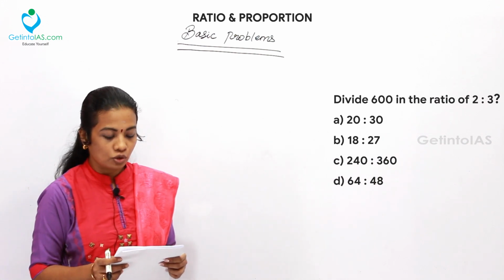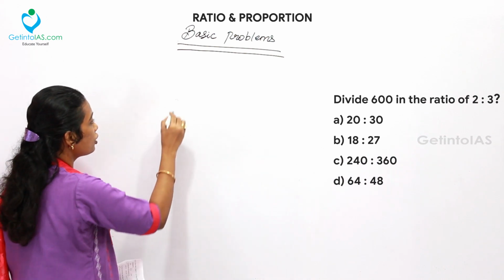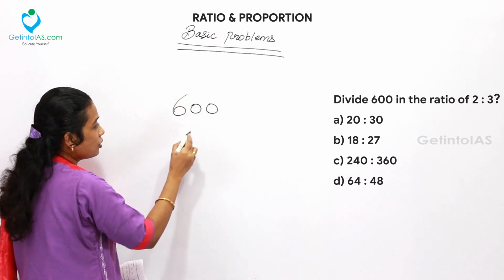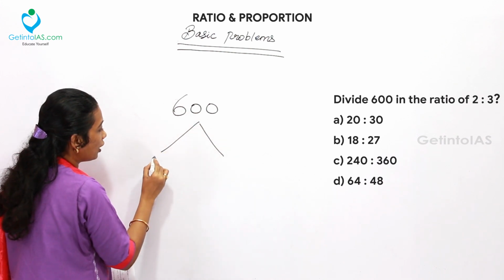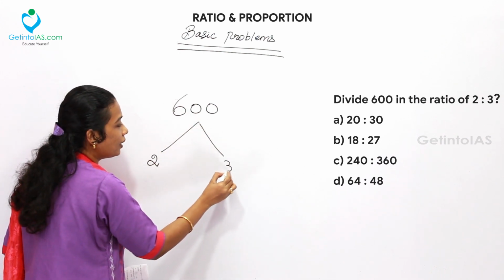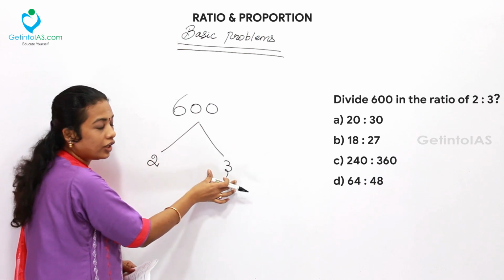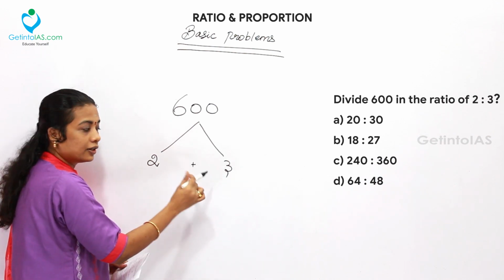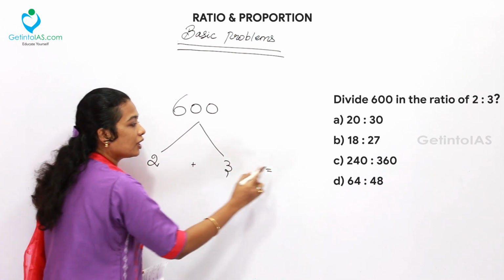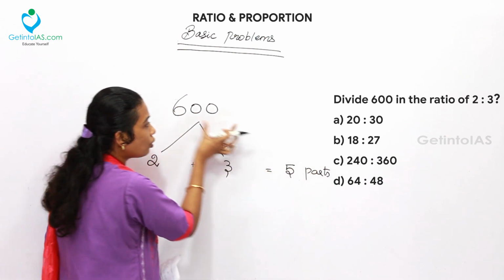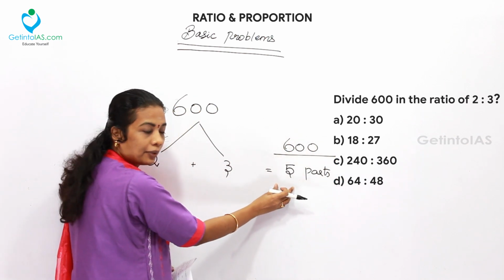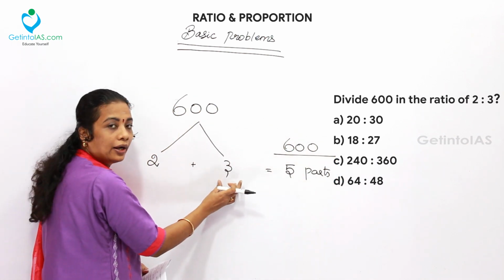The second question, divide 600 in the ratio of 2:3. So 600 is to be divided in the ratio of 2:3. Take the total amount, that is 600, and it is to be divided into 2 parts and 3 parts. For that, the total parts are to be considered. That is totally 2 plus 3, 5 parts. So take the 600 and divide it by 5 parts, then multiply with 2 and 3.